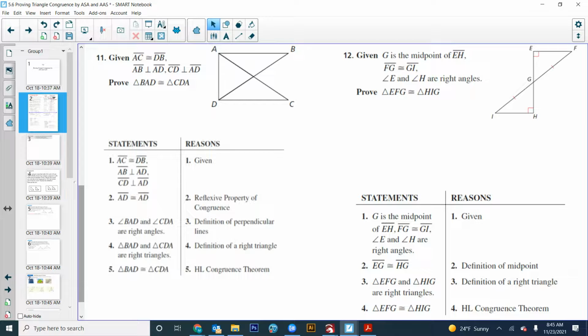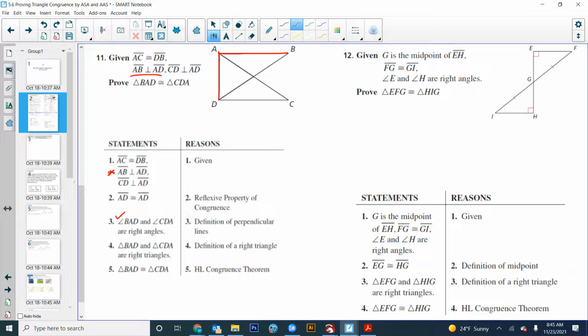As I was saying, on number 11, an alternative proof. Are you ready? If they tell you AB is perpendicular to AD, you say they're perpendicular, then you can say they're right angles, and then you can say they're congruent. Okay? I have a little bit of an issue with their proof here. They said they're right angles, but they never said they're congruent.